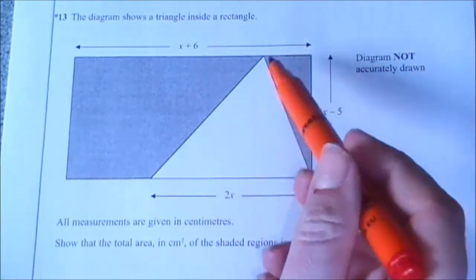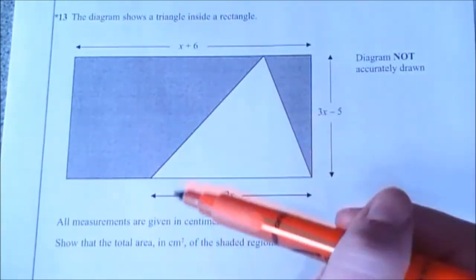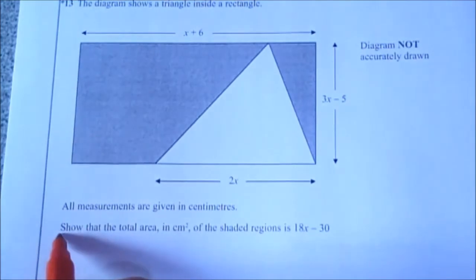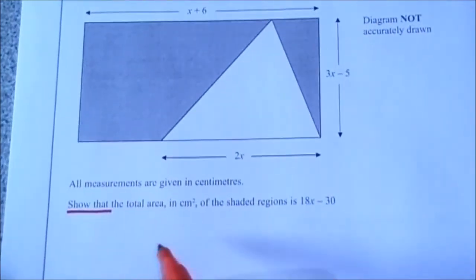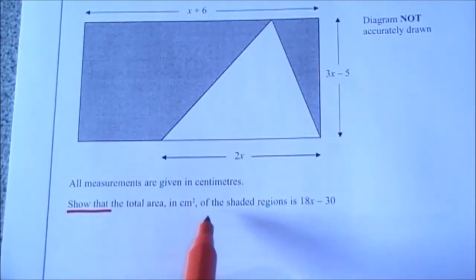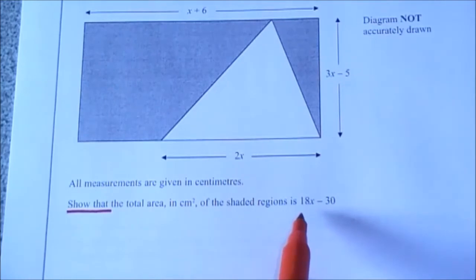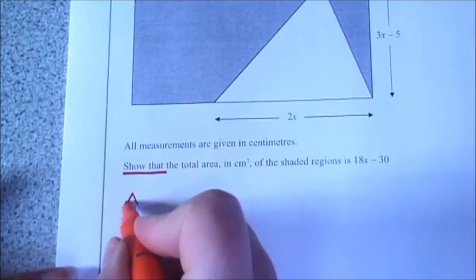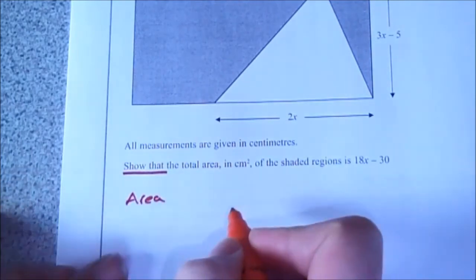So the diagram shows a triangle inside a rectangle. All measurements are given in centimetres. Show that, so they're not even asking you to work it out for yourself. They're giving you the answer and they're telling you to show that the total area in centimetres squared of the shaded region is 18x minus 30. So let's find the area of the whole thing first.